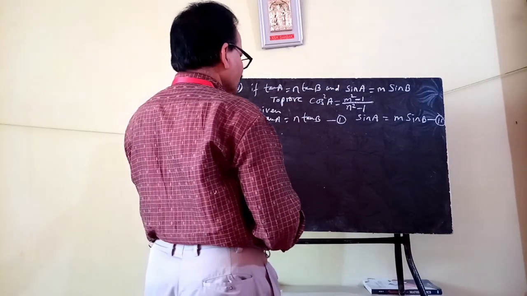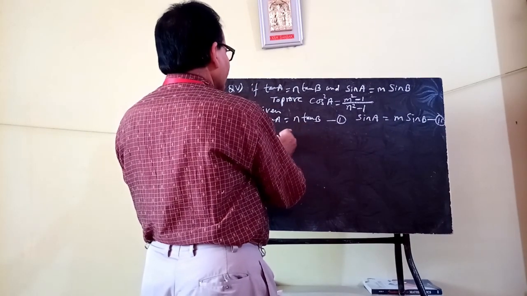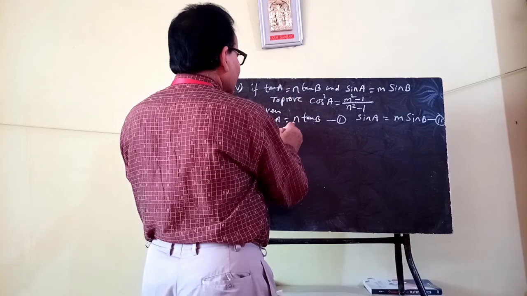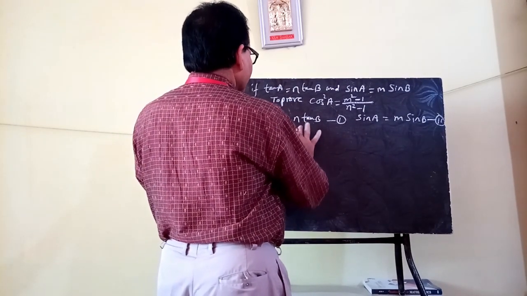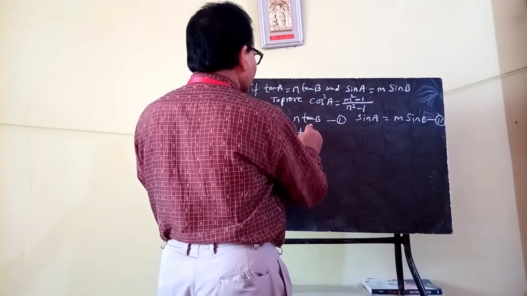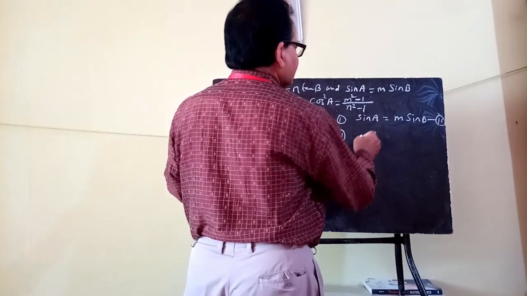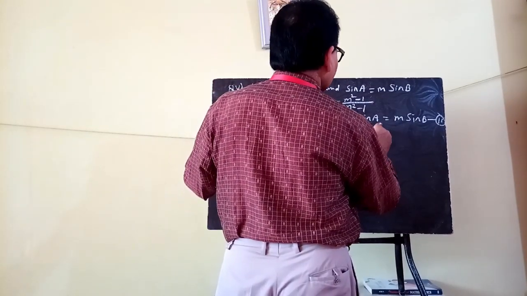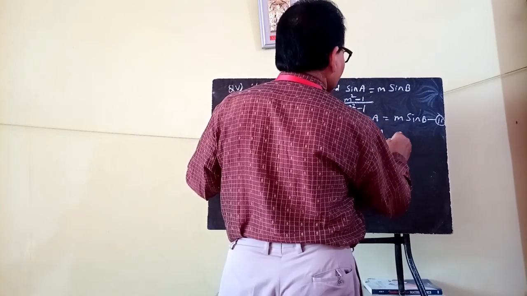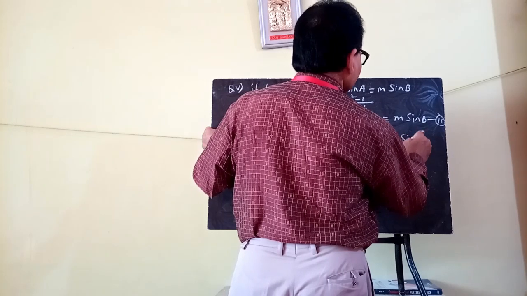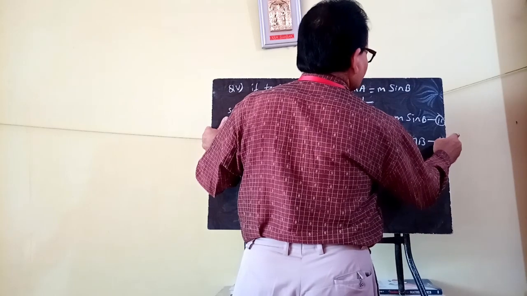Okay, now what you will do, you just take tan A by n equals tan B. Okay, this is your equation 3. And similarly sin A by m will be equal to sin B. This is your equation 4.